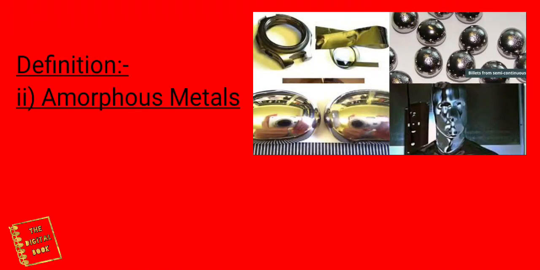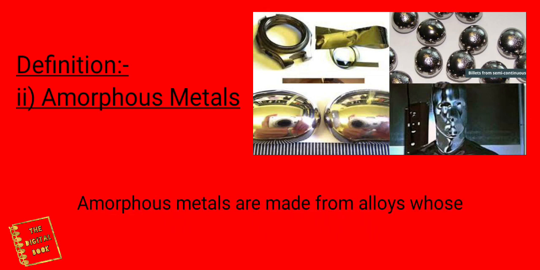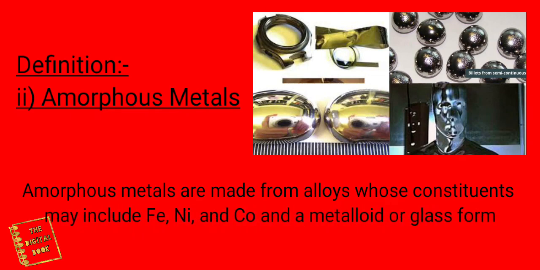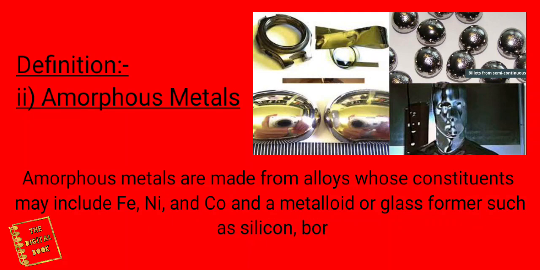Secondly, let's take a look at the class of amorphous metals. The definition is: amorphous metals are made from alloys whose constituents may include iron, nickel, and cobalt, and a metalloid or glass former, such as silicon, boron, or carbon.